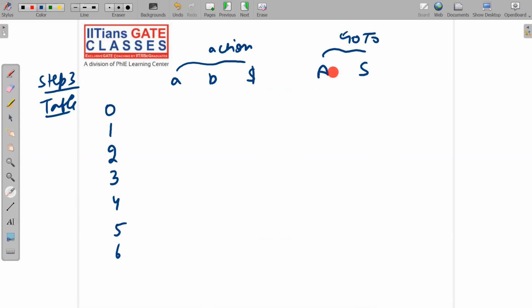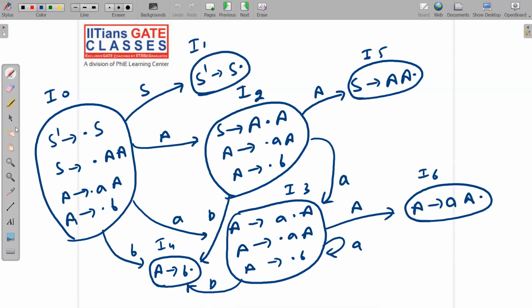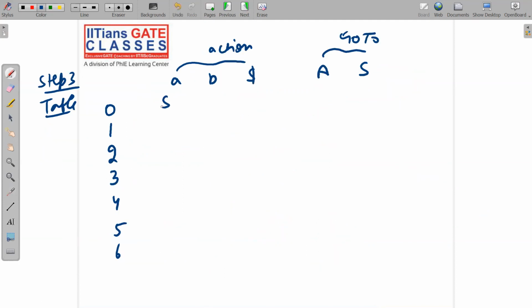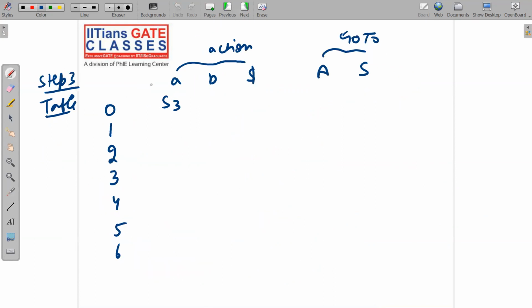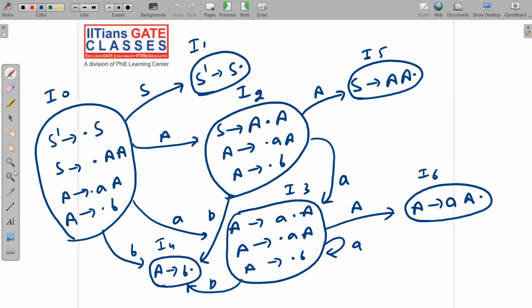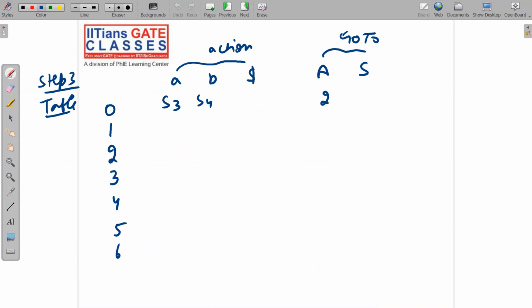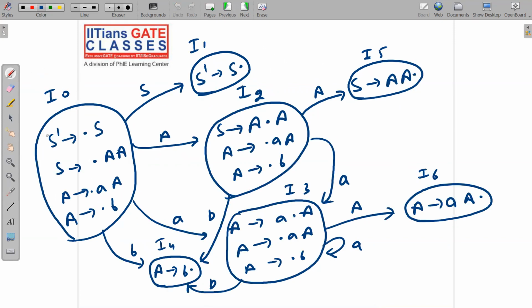Now, why are we calling it go to? Because 0 on A, go to that state, or go to state 1, state 2, whatever state we are going to. Now 0 on small a, where are we going? S3. 0 on small b, S4. Now I think I should pick up the speed. Here it was blank. 0 on capital A, I2, so we will go to state number 2. 0 on capital S, we are going to state number 1.